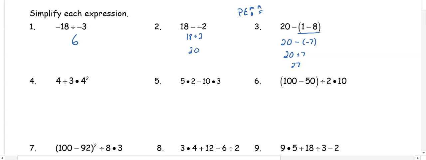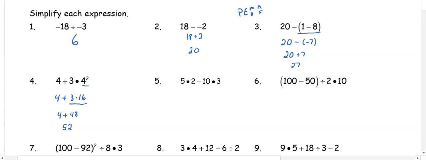In number 4, we have 4 plus 3 times 4 squared. There are no parentheses, but there is an exponent, so that's going to be our first step. 4 squared is 4 times 4, which is 16. So we have 4 plus 3 times 16. Next, we want to look for any multiplication or division. We have a multiplication. 3 times 16 is 48. So we have 4 plus 48, which gets us 52.